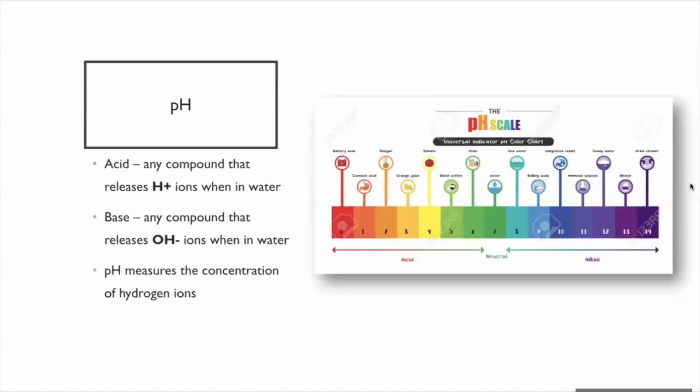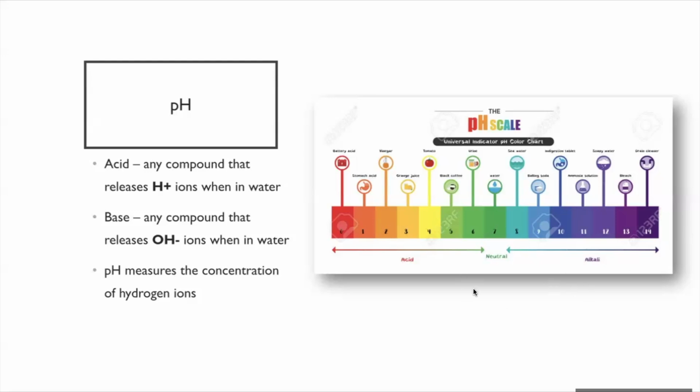Next is talking about pH. So the pH scale is shown over here on the right-hand side. It contains acids and bases and more neutral substances as well. An acid is any compound that releases H plus ions when in water. They release hydrogen ions. A base is any compound that releases OH negative ions when in water. pH measures the concentration of hydrogen ions in a solution.